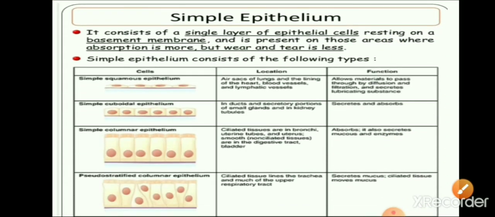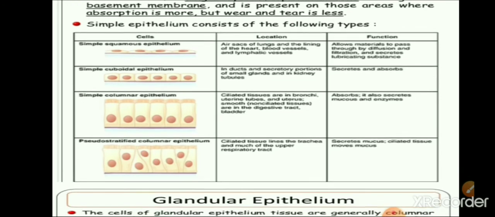Simple epithelium consists of a single layer of epithelial tissue resting on a basement membrane. It is present in those areas where absorption is needed more and wear and tear is less. So here we have the various types of simple epithelium, that is simple squamous, simple cuboidal, columnar, and pseudostratified.